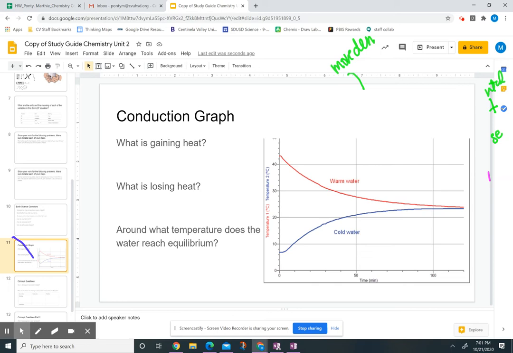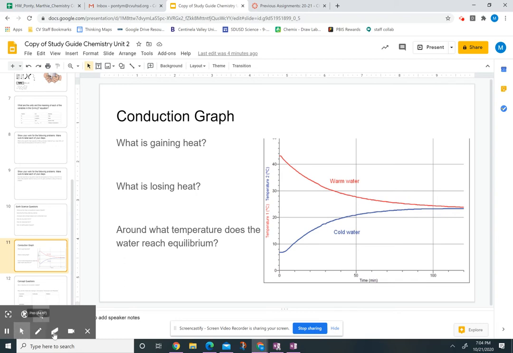Okay, so the next thing is conduction. So you have to remember that conduction is when two things are touching one another, and basically what will happen is the exchange of heat. The big thing about conduction is that we have two objects that are touching. And when these two objects touch, they're going to exchange heat with each other.